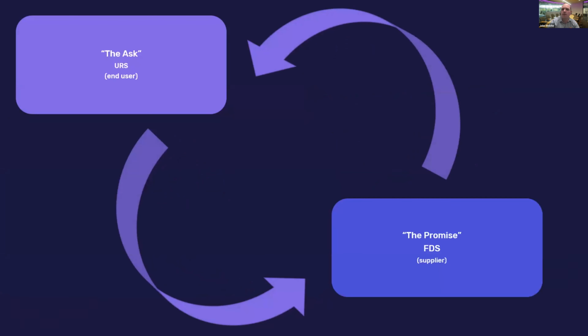But remember that the FDS starts with the URS, and so the requirements set there in that URS will set the FDS up for success. And this must be a collaboration between the end user and the supplier. Each party must agree on the requirements, what the supplier is happy to commit to, and what the end user is happy to accept.